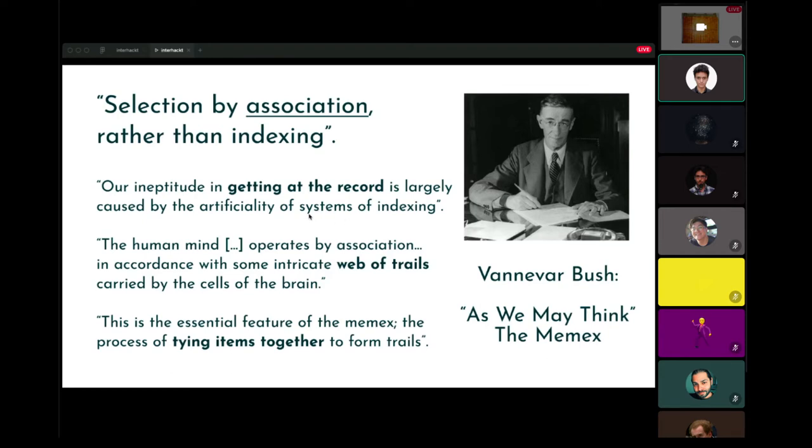And you would think that we would have solved that problem by now, but even search engines are using this notion of indexing instead of what Vannevar Bush was advocating for so many years ago, which was indexing by association, in analogy to the way that the brain works. So he believed that the essential feature of such a system for managing knowledge was the ability to tie items together to form trails. We're going to see that throughout this conversation. This notion of trails is going to pop up from different points of view.